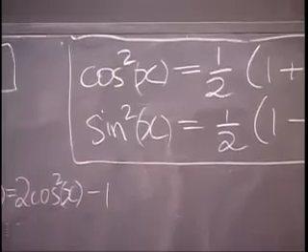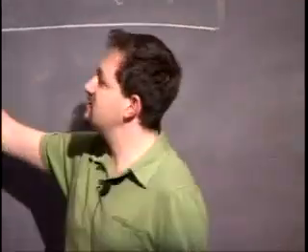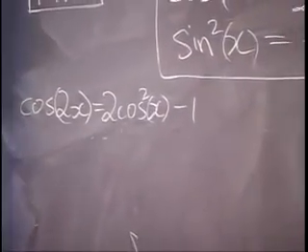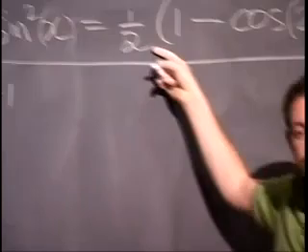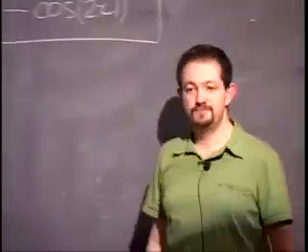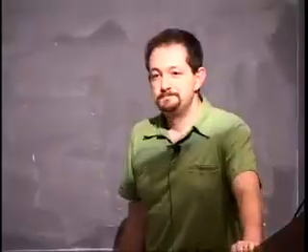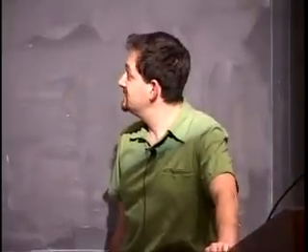And I write them in this form because you can see they're very related. In fact, if you add them up, on the left-hand side you get cosine squared plus sine squared, which is 1. On the right-hand side you get 1/2 plus 1/2, which is 1. And these things cancel out. So if you know one, you clearly get the other.